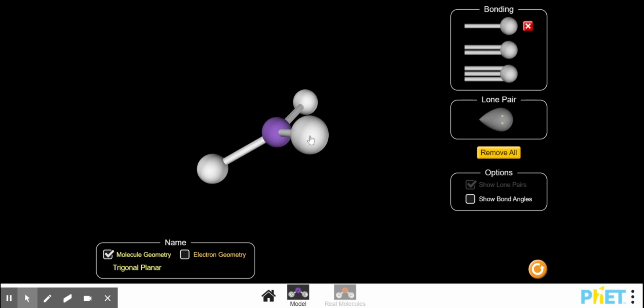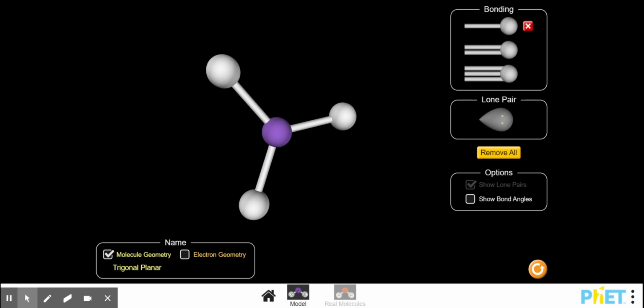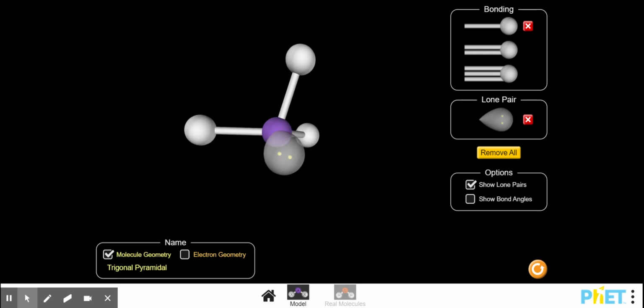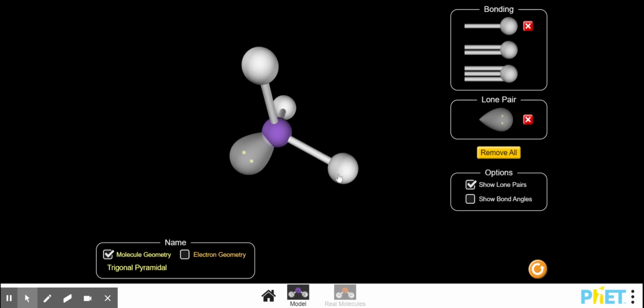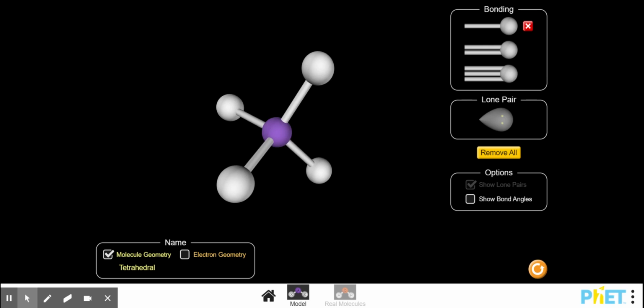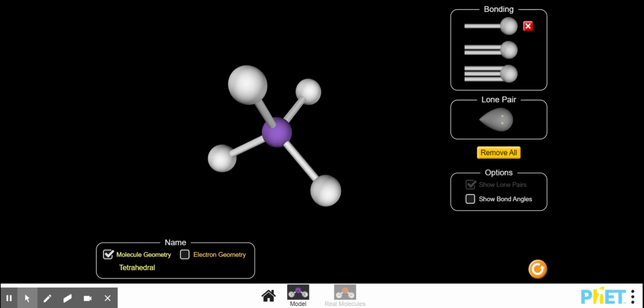Add another bonding pair. What do we see? Oh, trigonal planar. 3 bonding pairs and no lone pairs. Oh, lone pair added. 4 pairs of electrons, 3 bonding. There we have trigonal pyramidal. Let's look at the shapes that we just did. Oh, there's tetrahedral. 4 bonding pairs, no lone pairs. Note that it's a symmetrical shape, the most common shape in organic chemistry.